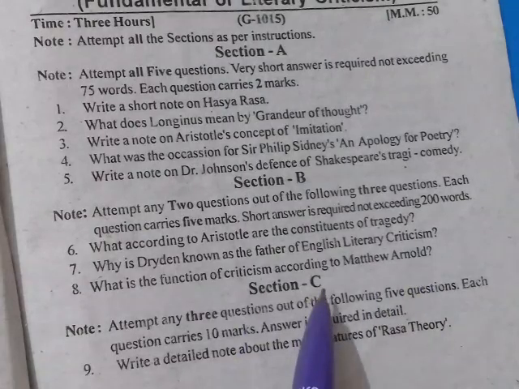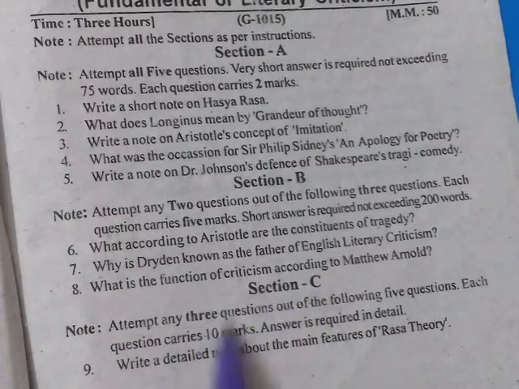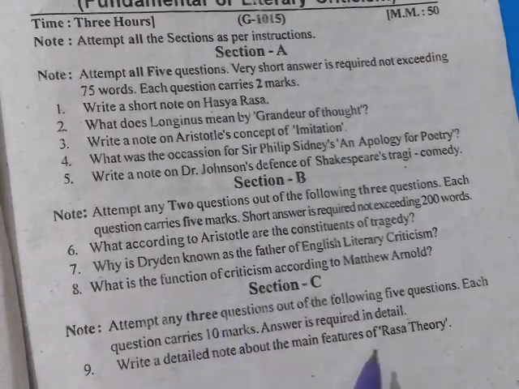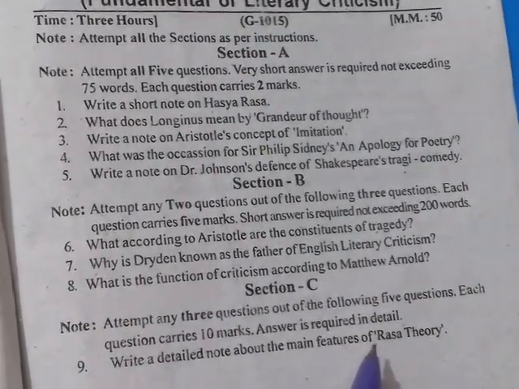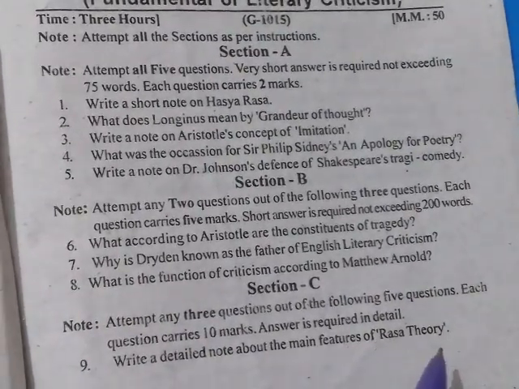Now come to Section C, where you will be asked to answer only 3 questions. The very first is: write a detailed note on the main features of Rasa theory. Again, this question is also very simple. You have to tell about the Rasa theory, the theory of rasa.